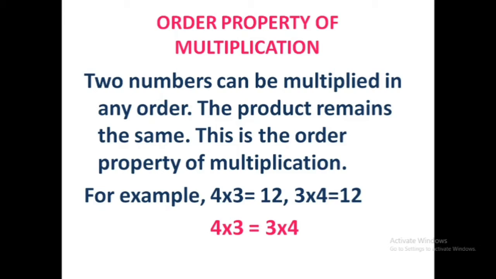Order property of multiplication. Two numbers can be multiplied in any order. The product remains the same. This is the order property of multiplication.